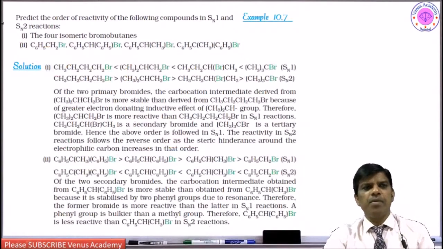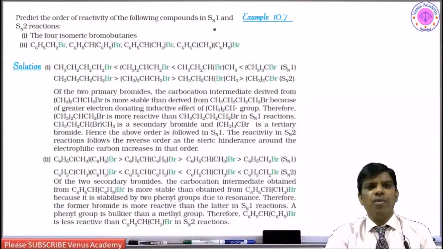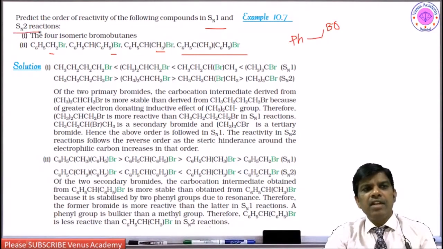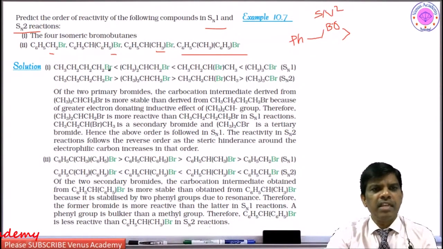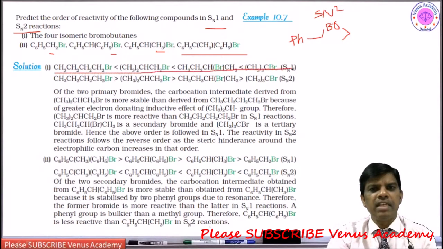There you have some examples. Predict the order of reactivity of the following compounds in SN1 and SN2 reactions. The four isomeric bromobutanes. So this is primary and this is secondary. They have given benzylic ones, and here benzylic with a methyl group also. You can read here. So what is going to happen? If I take the following compounds in SN2 and SN1 order, let us write the order of SN2. Here it is given SN2 and SN1.